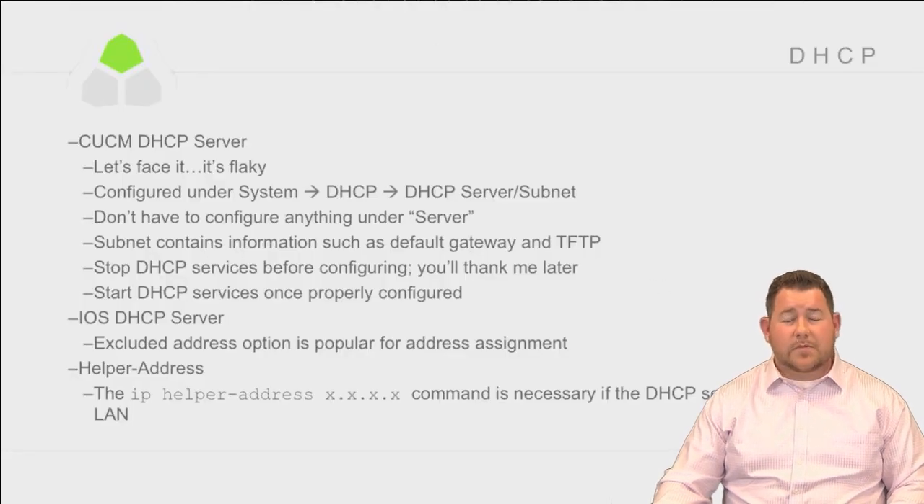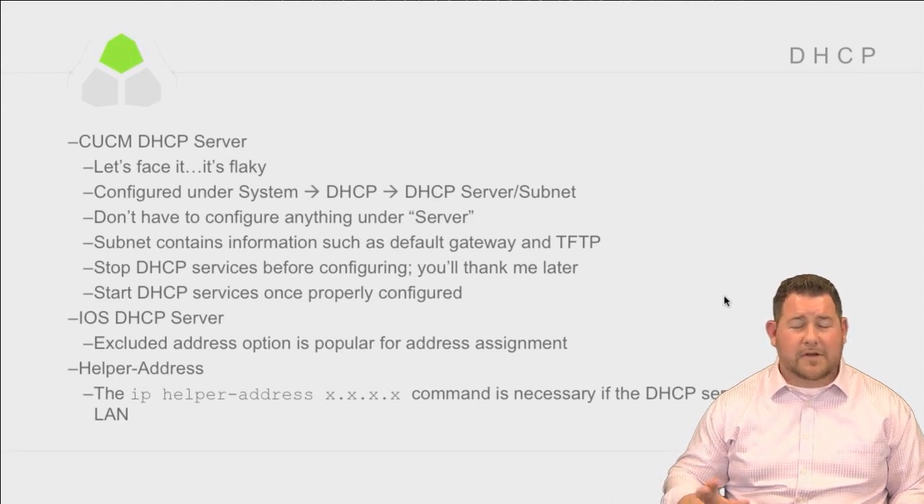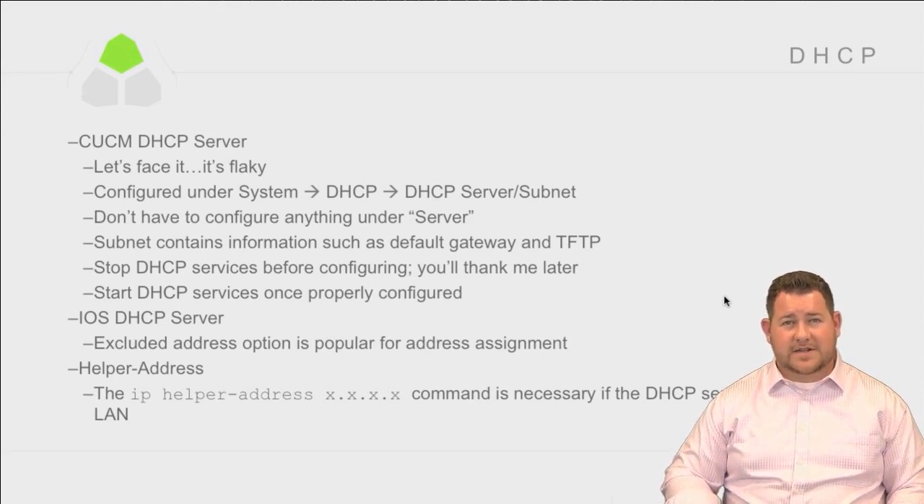The next thing would be the IOS DHCP server, and this is a lot less flaky than the CUCM server. It still has its little quirks here and there, but most of the time you're not going to have too many problems with it. A very popular option for that would be the excluded address option.